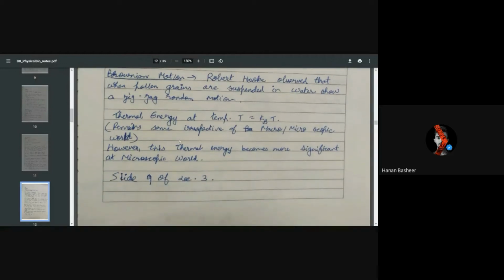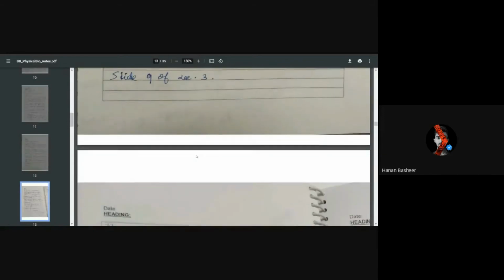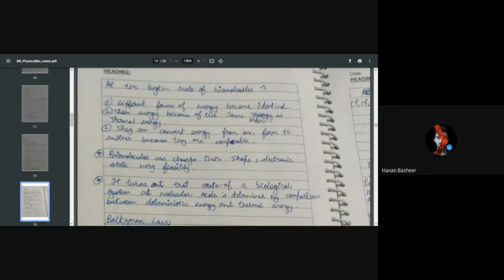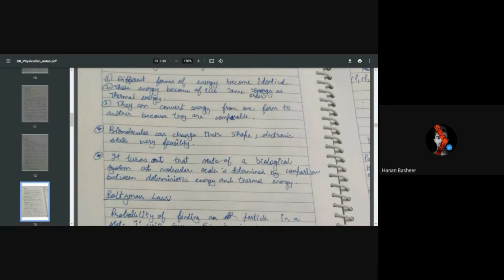Thermal energy at room temperature or any temperature is kBT, and if you plug in T as 27 degrees Celsius or 300 Kelvin, then we get the thermal energy at STP, and the thermal energy becomes more significant in the microscopic world. Just as I said, it gets converted to kinetic energy as it can't be stored inside these small bodies. Then at the length scale of biomolecules, different forms of energy become identical, and this energy can be converted from one form to another. So these small organisms are masters of converting energy from one form to another. Biomolecules can change shape and electronic state very feasibly.